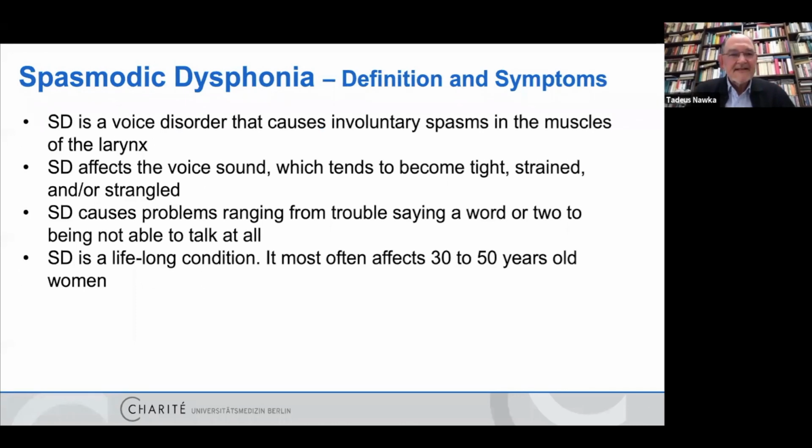So let's come to the next, which is spasmodic dysphonia. Spasmodic dysphonia, known to many of you, is a voice disorder that causes involuntary spasms in the larynx, and it affects the voice sound. And the voice tends to become tight and strangled. And the problems range from trouble saying a word to not being able to talk at all. It's a lifelong condition, but it most often occurs in women between the ages of 30 and 60 years.